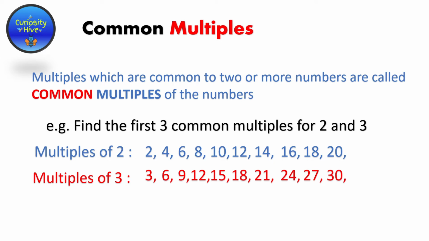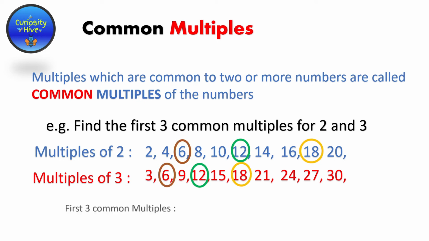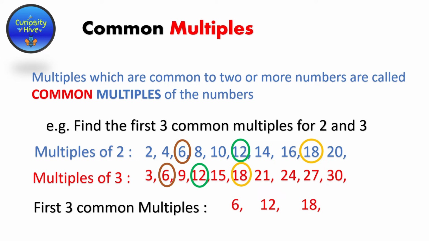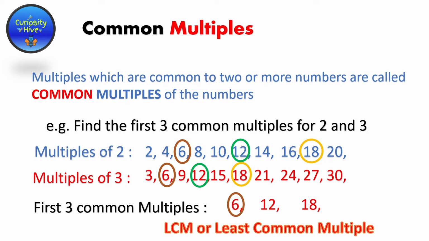Now of these two rows, 6, 12 and 18 are the common numbers. So the first 3 common multiples between 2 and 3 are 6, 12 and 18. And of these common multiples, 6 is the lowest or the least. So 6 is called the LCM or the least common multiple.